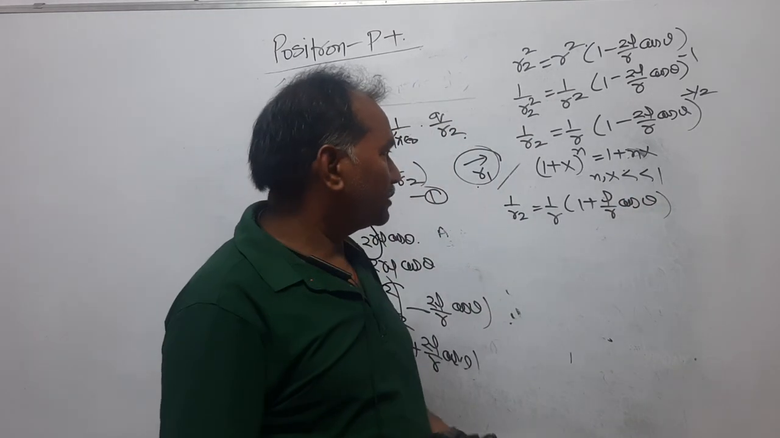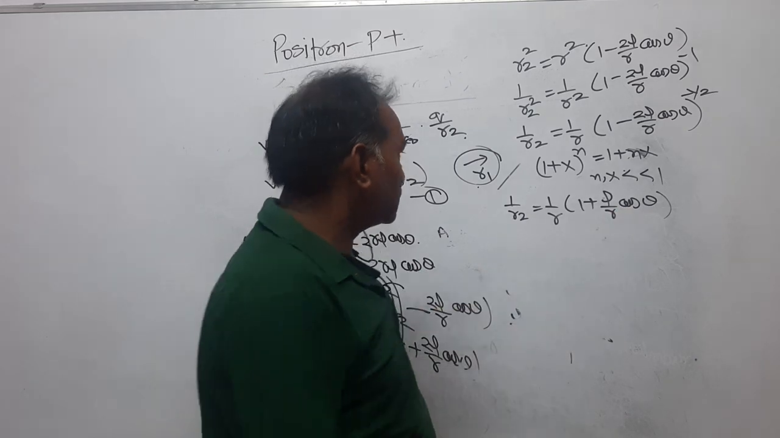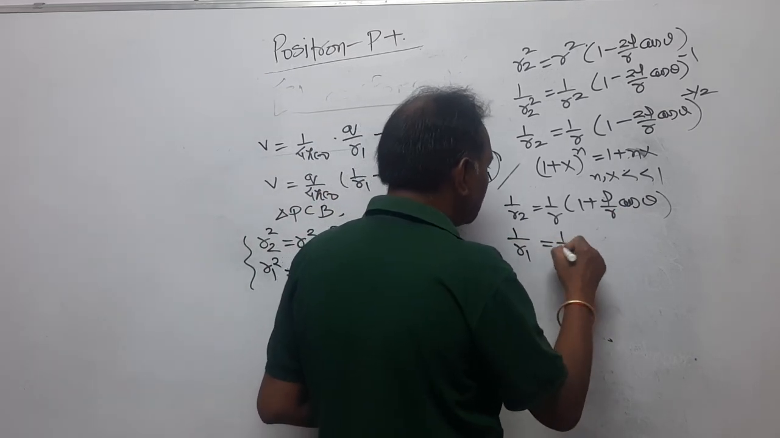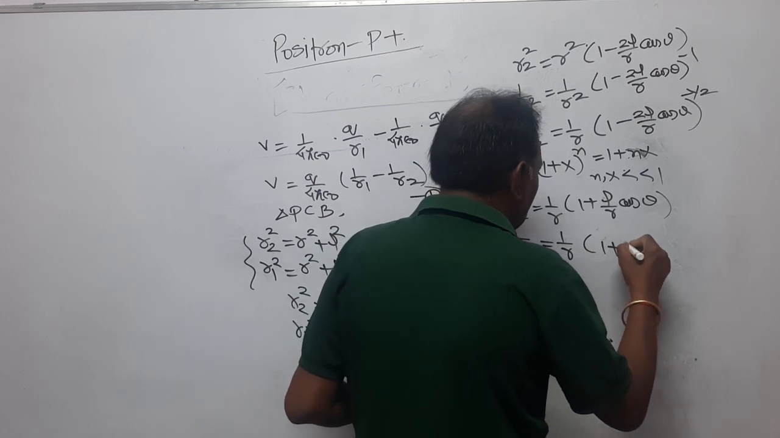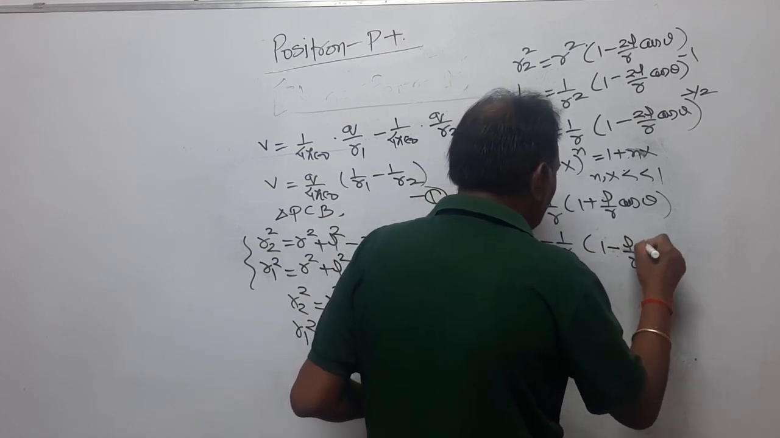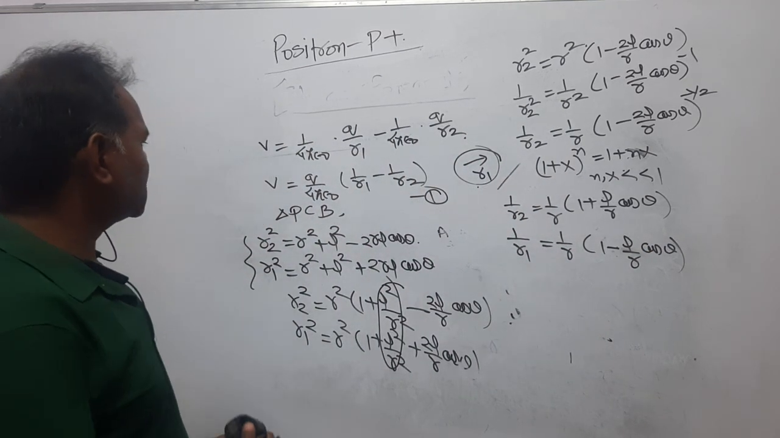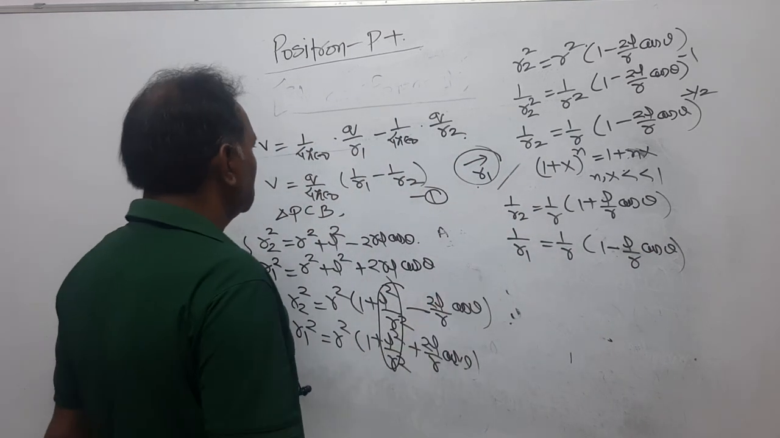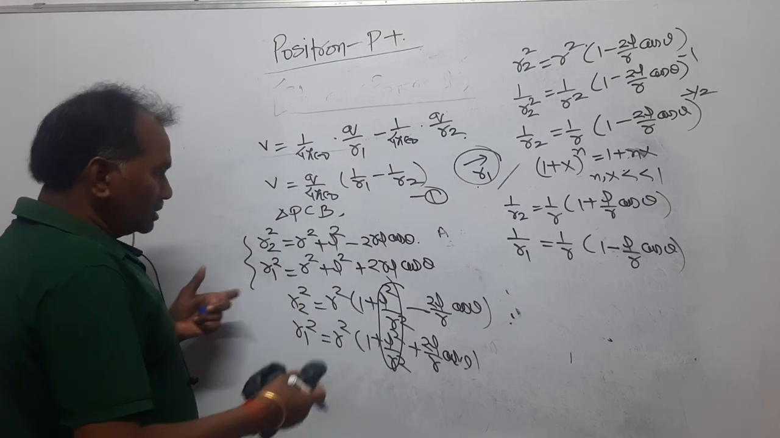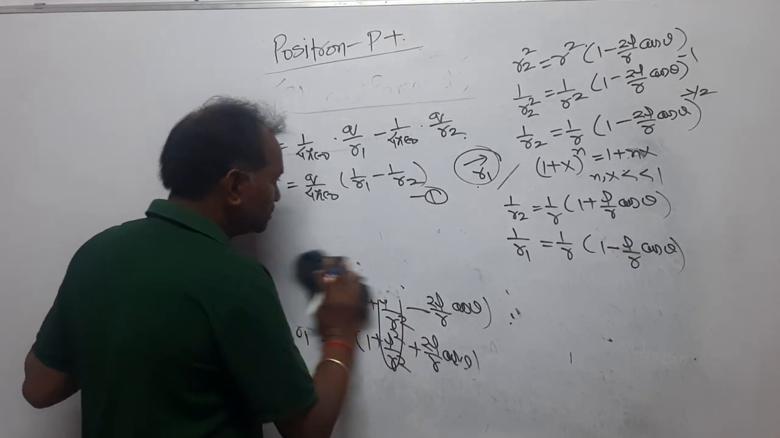Dear student, for 1 by R2 we have got 1 upon R times 1 plus L upon R cos theta, and 1 upon R1 similarly becomes 1 by R times 1 minus L upon R cos theta. Dear students, let's replace these values in equation 1. I'm erasing this. Look here.